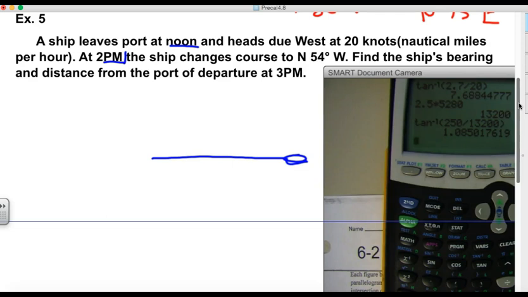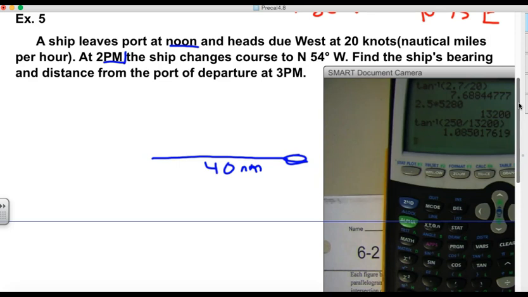So how far have we gone? Well, if we went 20 per hour and we just traveled for 2 hours, that's 40. So we've gone 40 up to this point, right? 20 times 2. So we can label that right there as 40, and I'll just put NM for nautical miles. Right, now it says the ship changes course to north 54 degrees west.